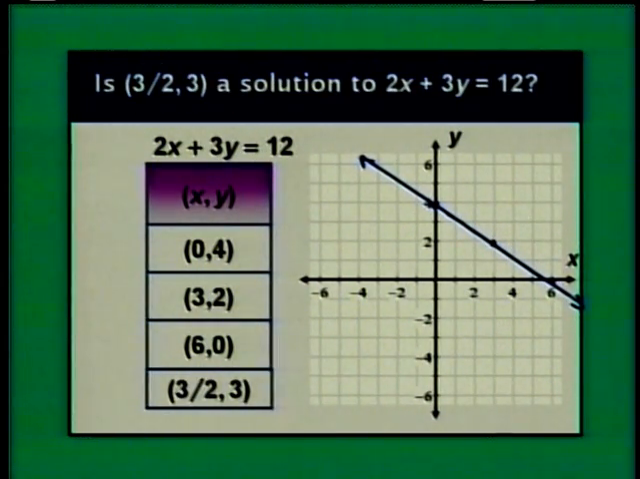Is the point (3/2, 3) a solution to the equation 2x plus 3y equals 12? Well, to answer this, I can look at my graph and see if the point (3/2, 3) is on the graph. So 3/2 tells me I need to go to 3/2, which is 1.5 on the x-axis, and then up to 3 in the y direction. And it does look like the point (3/2, 3) lies on this line. So I would say, yes, (3/2, 3) is a solution to 2x plus 3y equals 12.